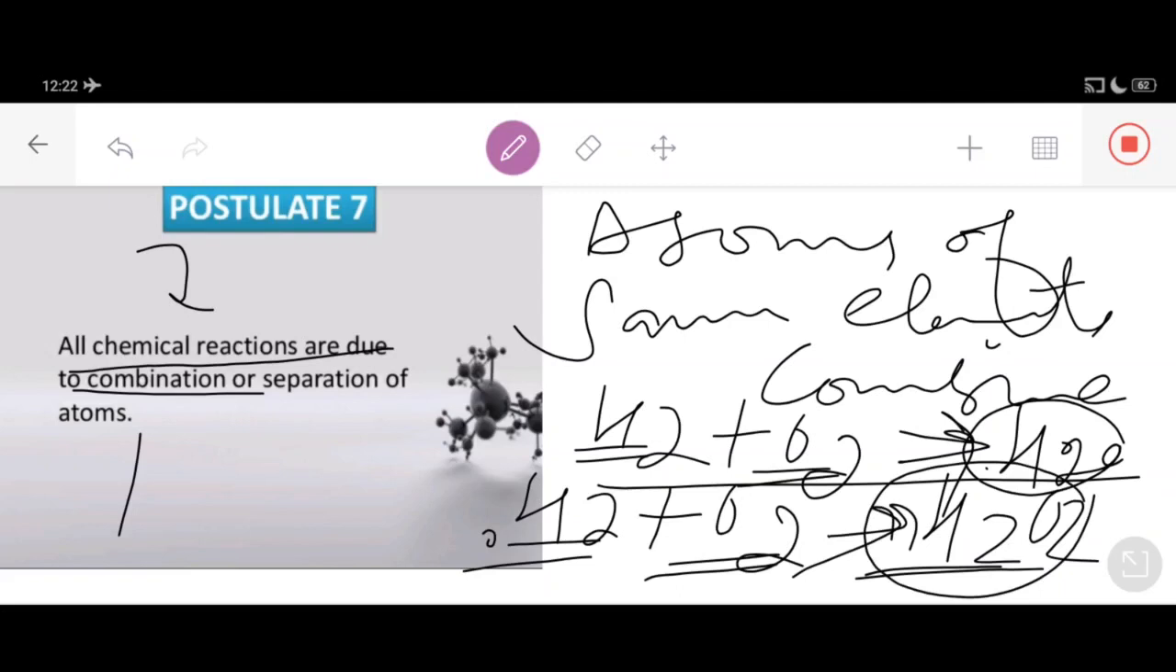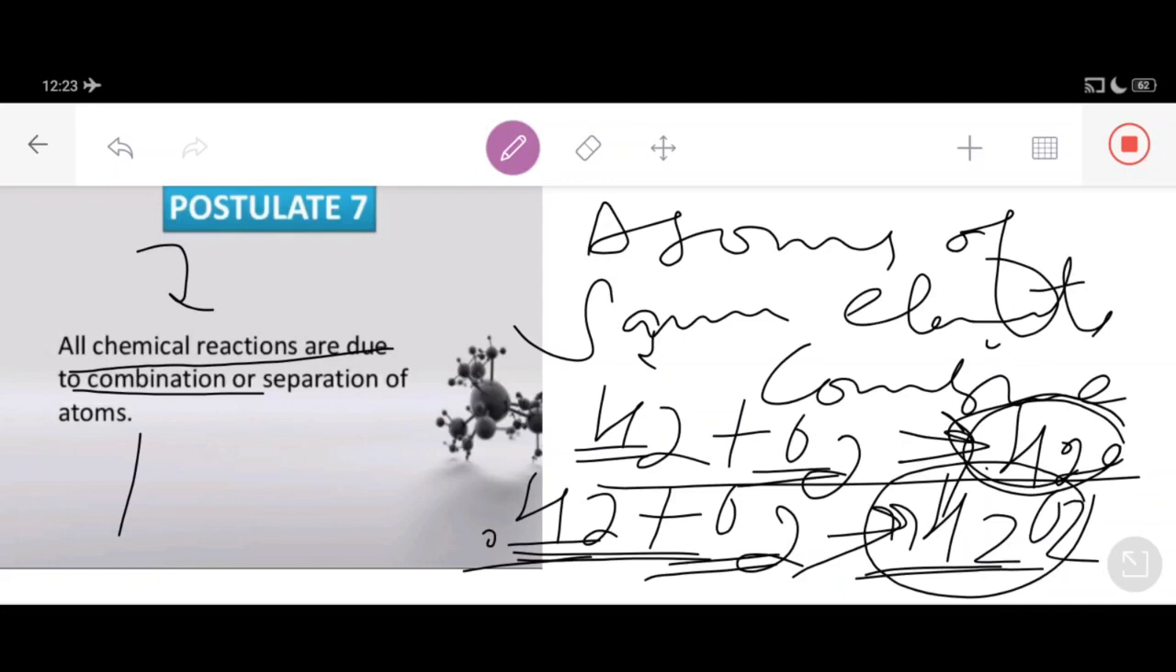So what Dalton is telling us is that atoms of the same elements can combine in more than one ratio to form more than one compound. For example, hydrogen reacts with oxygen to form water. Also they react with each other to form hydrogen peroxide. That means they can combine in more than one ratio to form more than one compound. So the seventh postulate is: atoms of the same elements can combine in more than one ratio to form more than one compound. The example is hydrogen and oxygen.